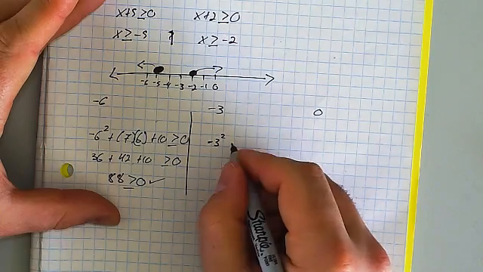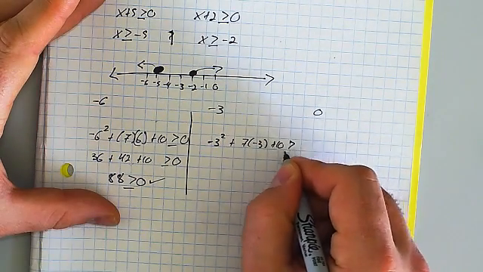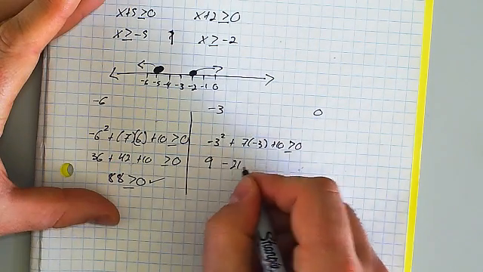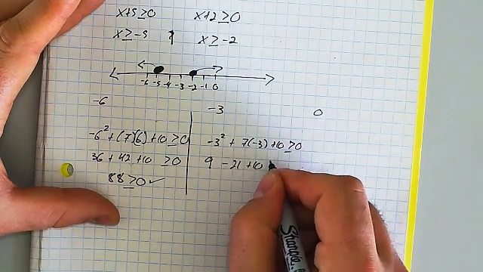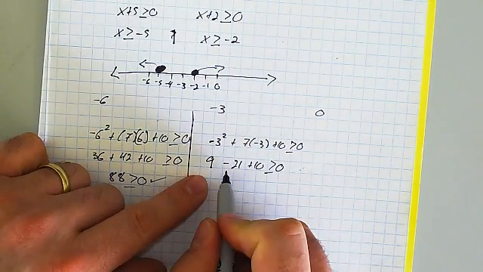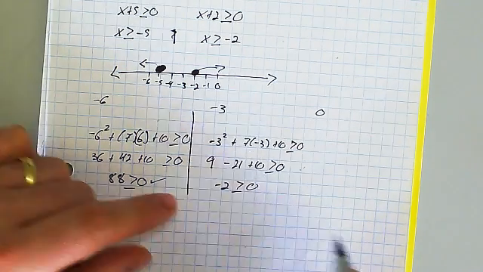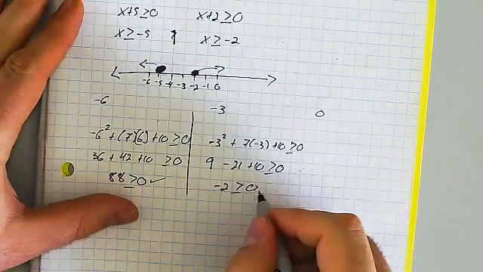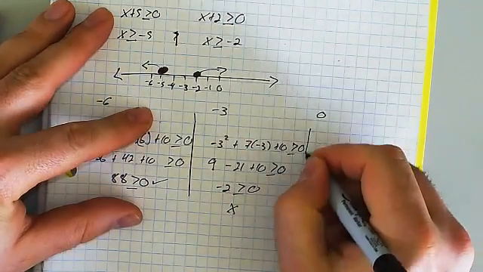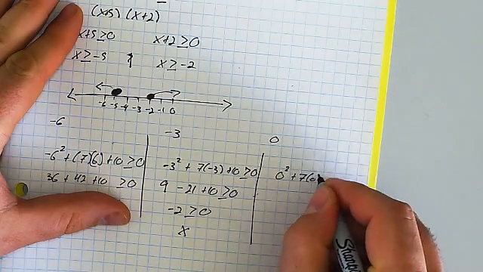For negative 3, we'll have negative 3 squared plus 7 times negative 3 plus 10 is greater than or equal to 0. So we're going to have 9, we'll have negative 21, and we'll have 10. 19 minus 21 should be negative 2, and negative 2 is not greater than or equal to 0. So again, we know we're going to right, wouldn't be in the center.